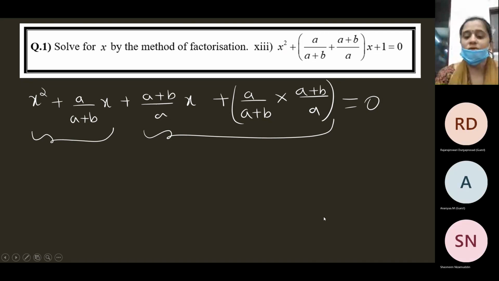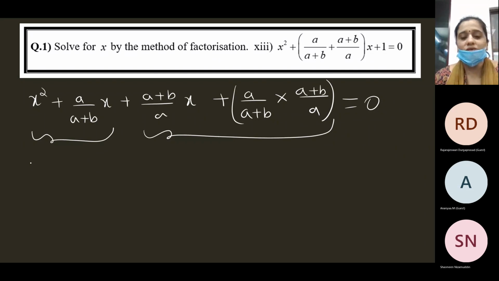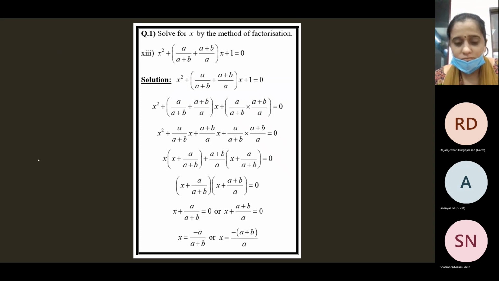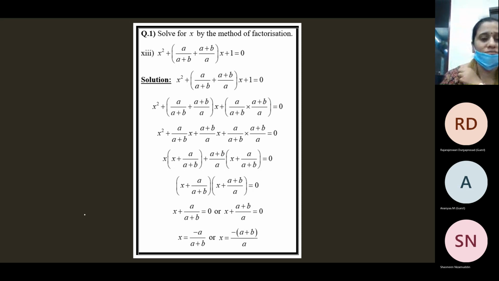Done, children? Kashmir, Ananya and Rajeshwari? Yes, ma'am. What are the values for x? Minus a minus b by a, comma minus a by a plus b. Read again from your book, Rajeshwari. Minus a minus b by a, or minus a by a plus b. Very good. Got the same. Very good.